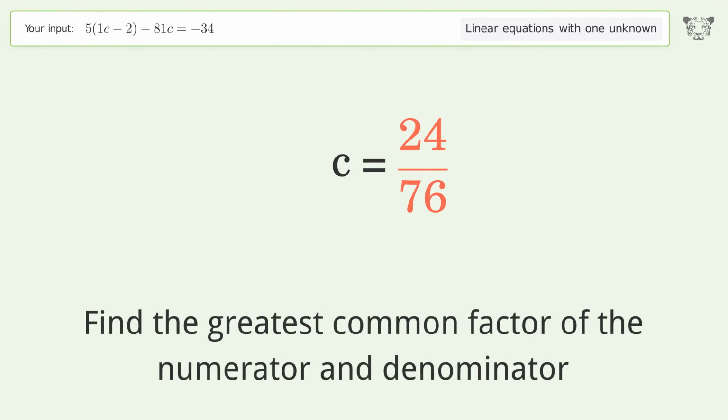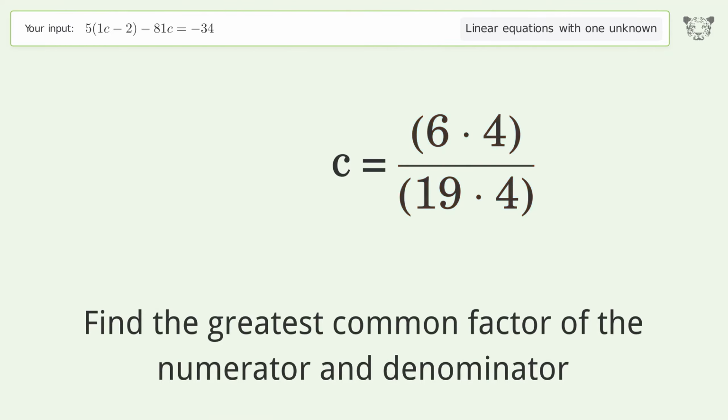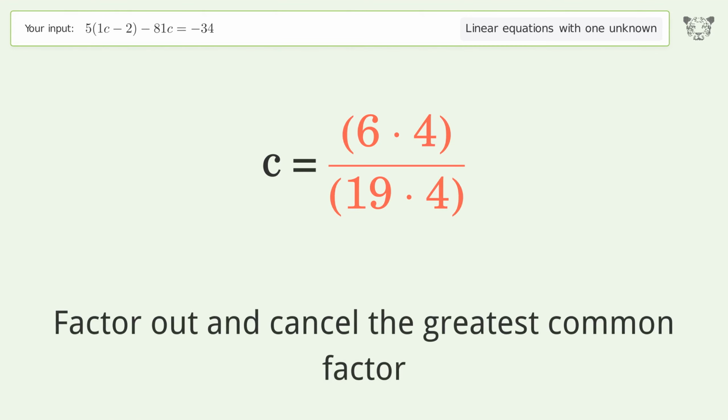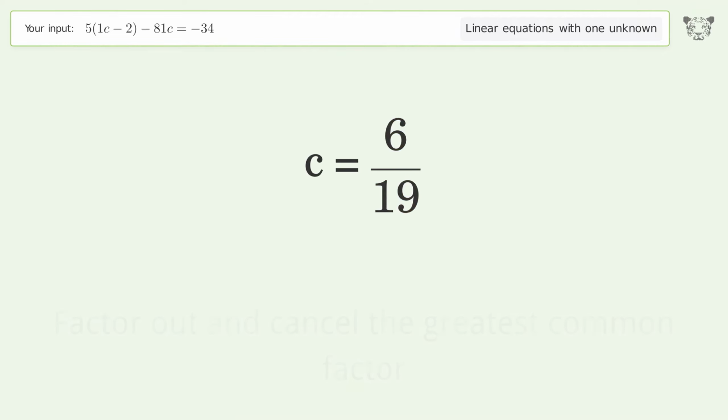Find the greatest common factor of the numerator and denominator. Factor out and cancel the greatest common factor. And so the final result is c equals 6/19.